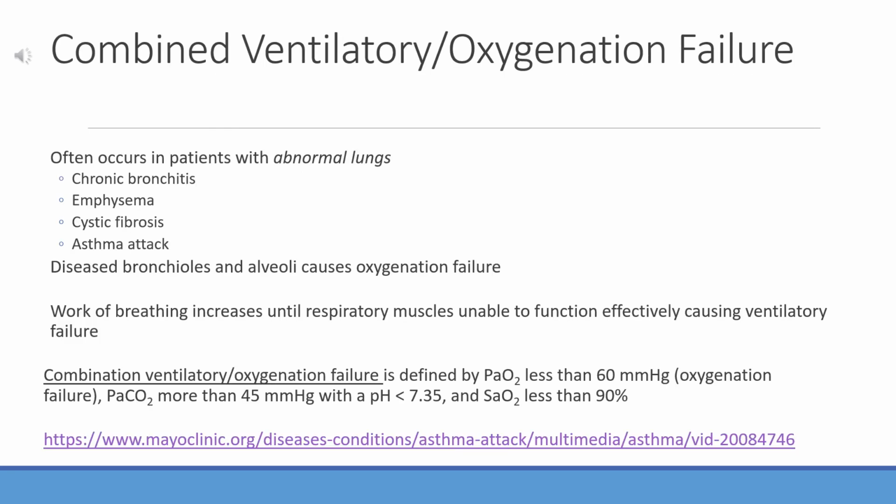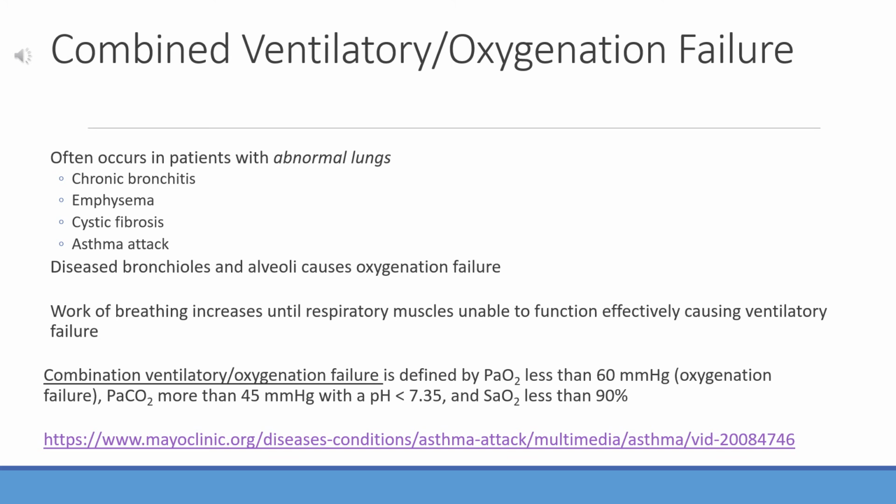You may have some instances where the individual has a combined ventilatory/oxygenation failure. And this often occurs in patients with abnormal lungs. Say, for instance, they have a history of chronic bronchitis, emphysema, cystic fibrosis, or multiple asthma attacks. And this is where decreased bronchioles and alveoli cause oxygenation failure. Or the work of breathing increases until respiratory muscles are unable to function effectively, causing ventilatory failure.